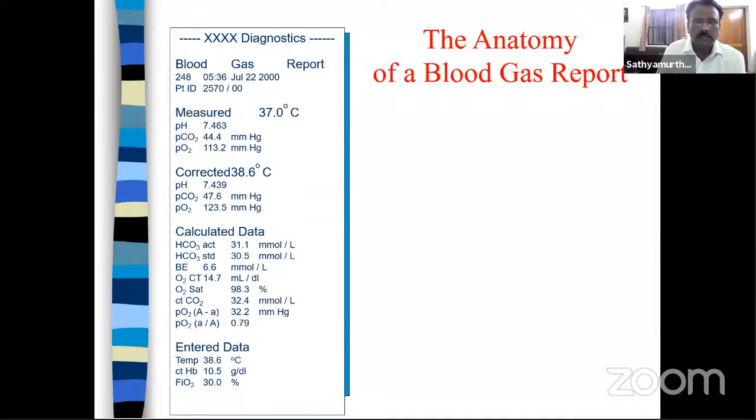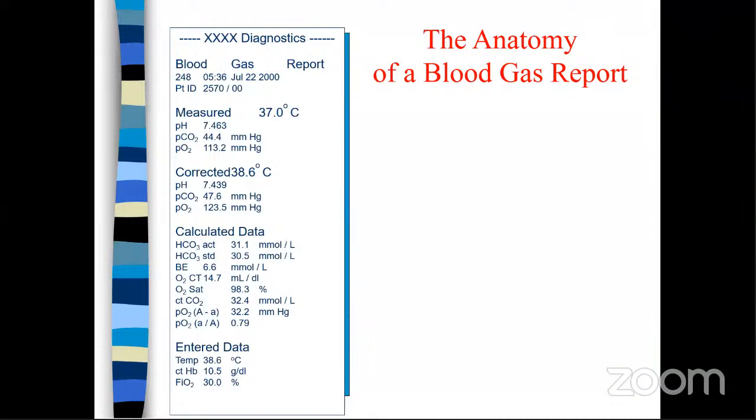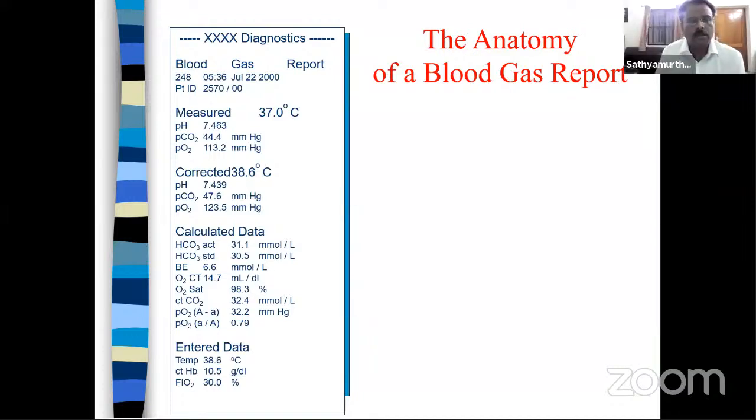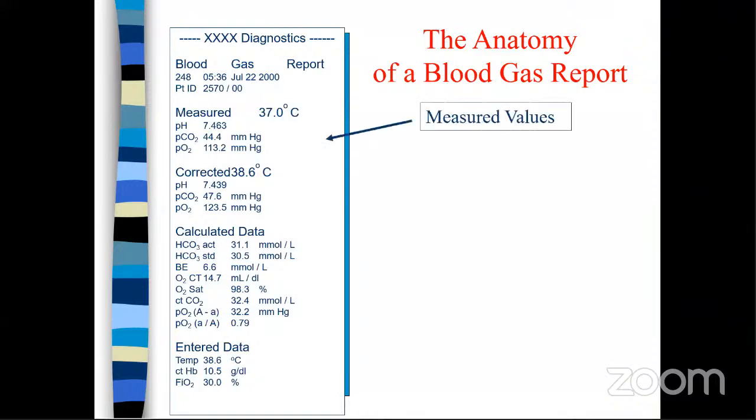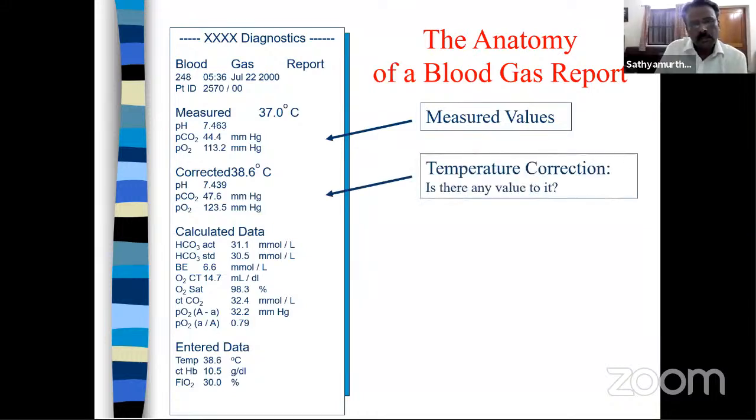Now, when you look at an ABG report, you have certain parameters called the measured parameters. Then you have your corrected ones. I'll go one by one. The measured values are measured values, and the corrected ones, is there any value to it? I'll come to it in the subsequent slides. Then comes the calculated data. These are not measured, but are calculated by the machine.